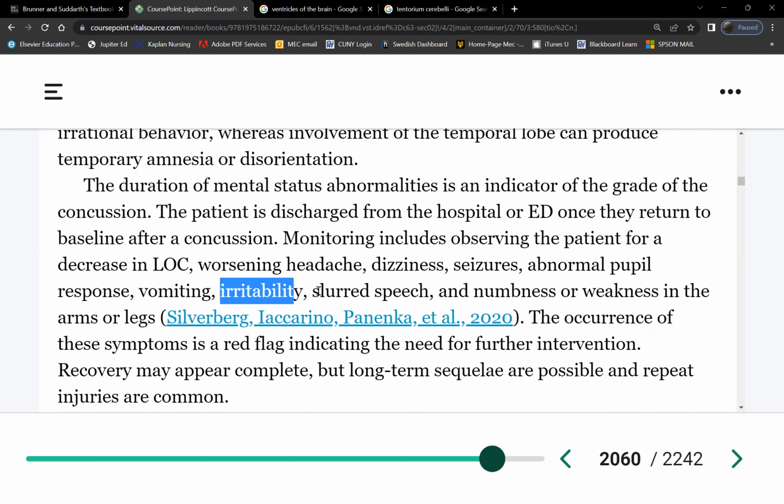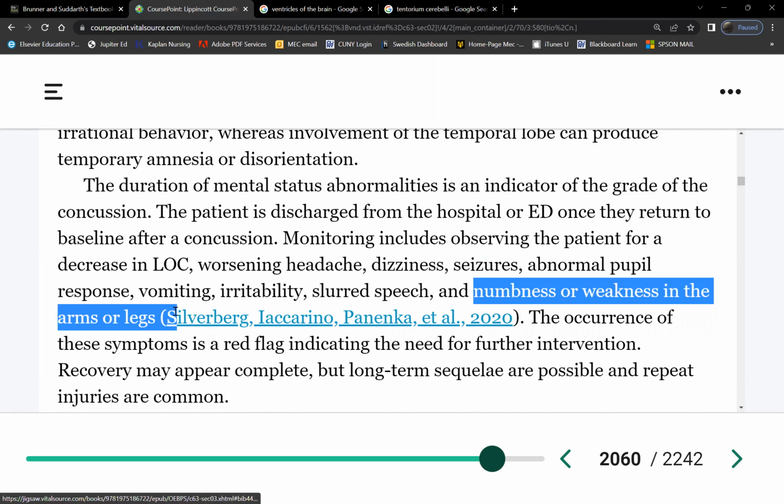Irritability, slurred speech. Is this still head injury? This is now a stroke. Okay, or numbness, that's also a stroke. Definitely, this is all reportable.